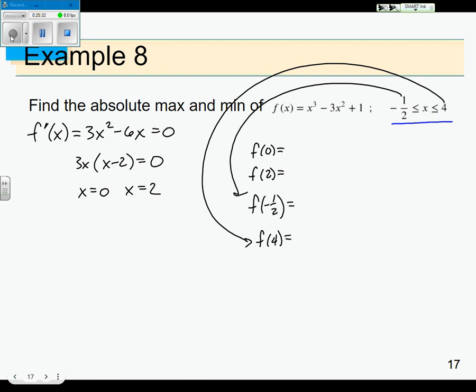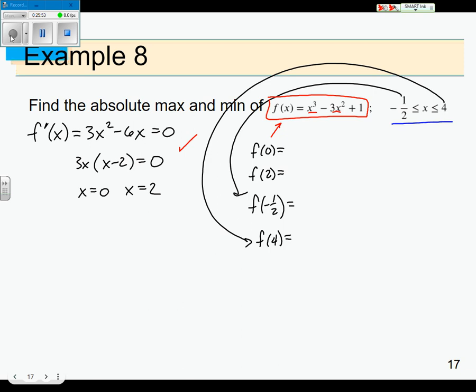So now, I'm going to take all these values, 0, 2, negative 1/2, and 4, and I'm going to plug it in for these x's. Because remember, I'm actually trying to find absolute max, absolute min of this function right here. My derivative is helping me do that, but the goal is to work with this function.